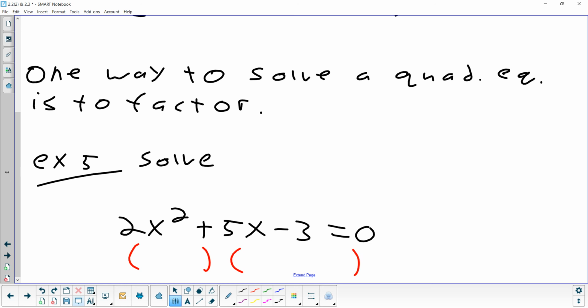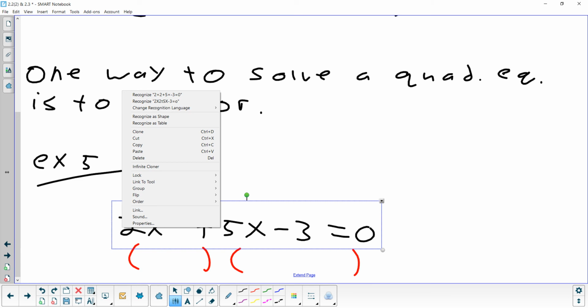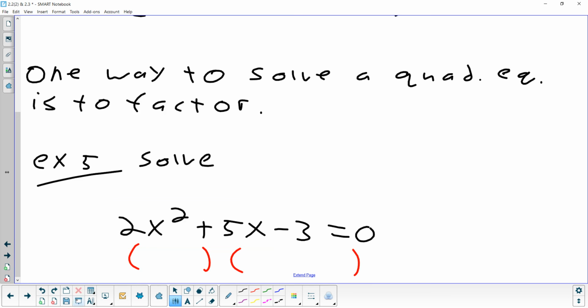And then the first thing we like to do is usually figure out what's going to go as the first term in each set of parentheses. Now, actually, one thing we should check first is to make sure it's already equal to 0. And it is. Okay, so you really want to make sure it's equal to 0, and you want the squared term to be positive. That's how factoring is traditionally taught. And this one is set to do that.